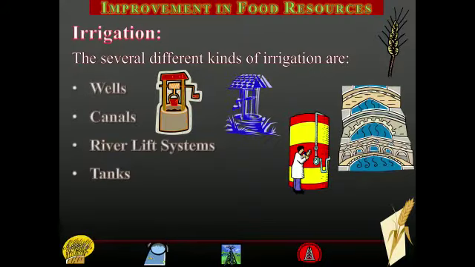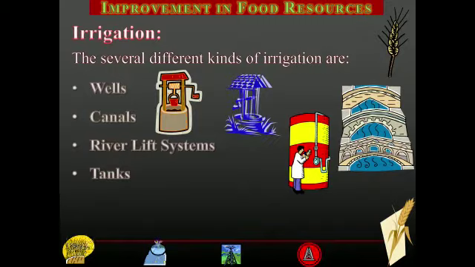I think you all know what are wells. Wells are generally of two types. Dug wells, as you can see here in the picture, that are generally mechanically pulled, and tube wells that generally work electrically. Then there are canals. Canals are river subsidiaries and they also help in providing water. Then the third one is the river lift system.